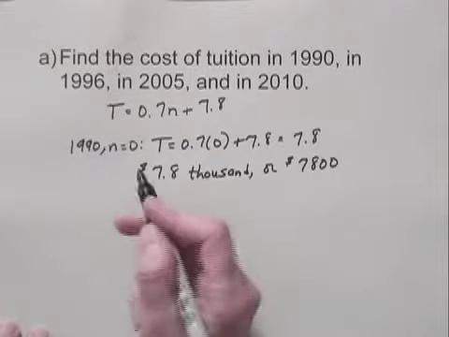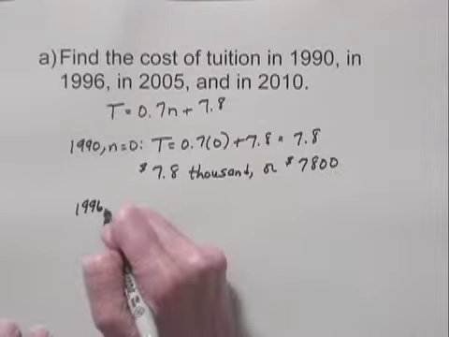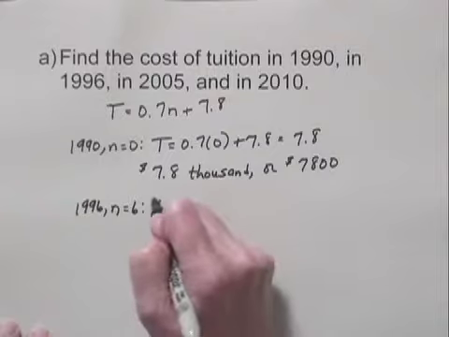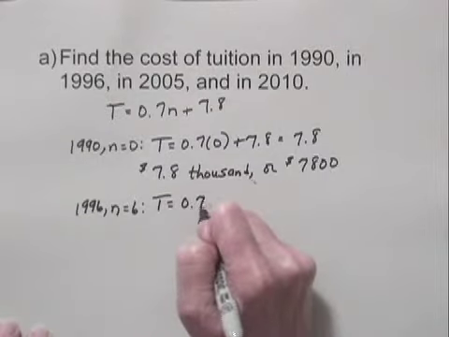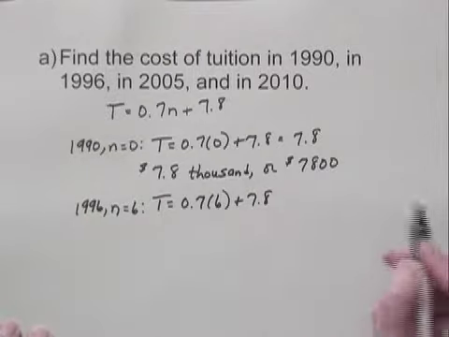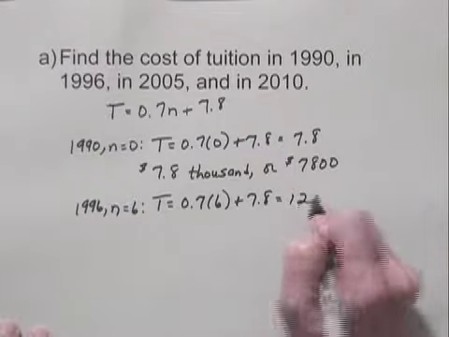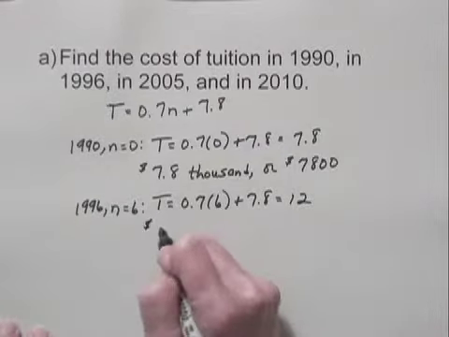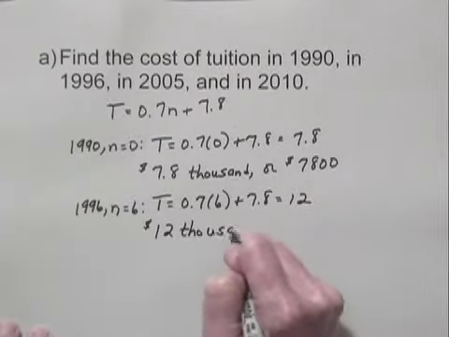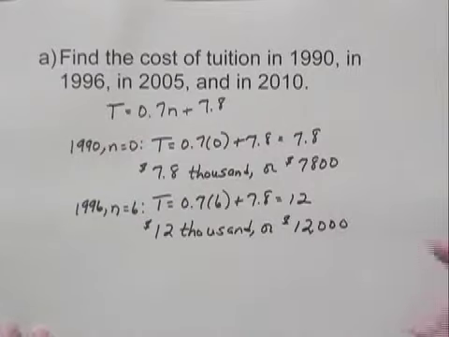In 1996, what is n? Well, 1996 is 6 years after 1990, so n is equal to 6, and we'll substitute 6 for n in the equation. And when we do this computation, we have 4.2 plus 7.8, which is 12. So that tells us that the tuition in 1996 was $12,000. Or we could write it this way.